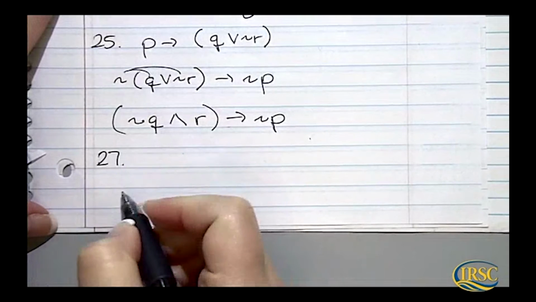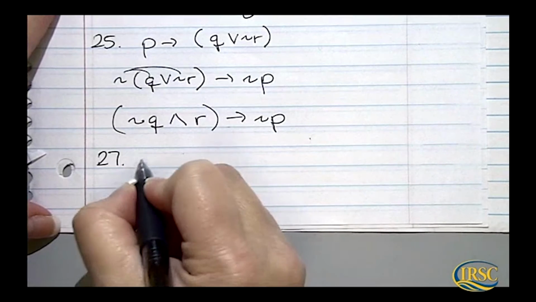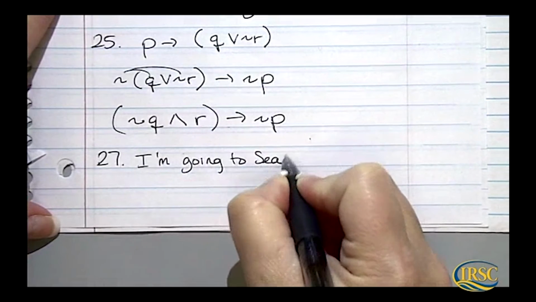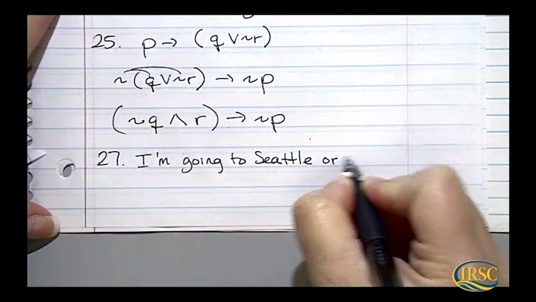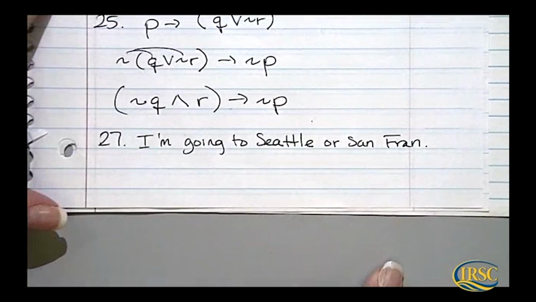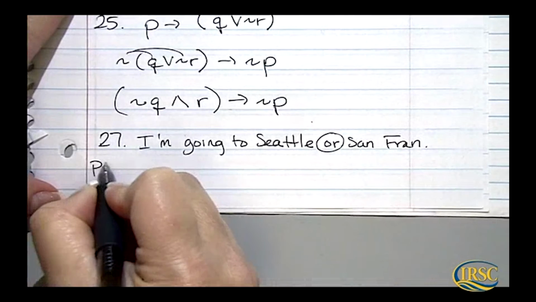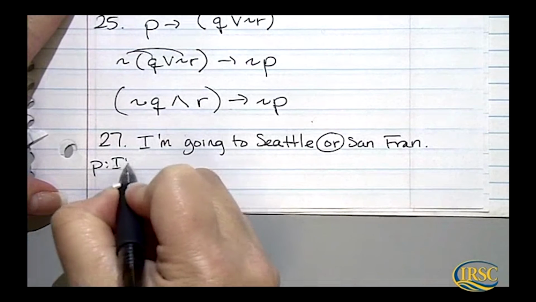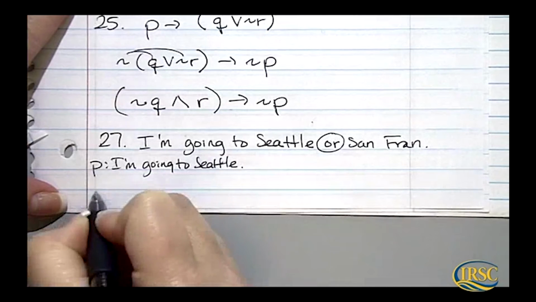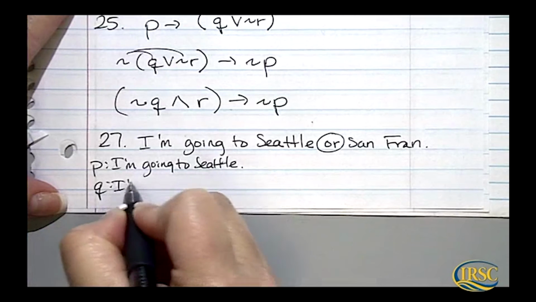Okay, number 27. It says write the negation. I'm going to Seattle or San Francisco. So what keyword do you see here? Or. So P stands for I'm going to Seattle, and Q stands for I'm going to San Francisco.